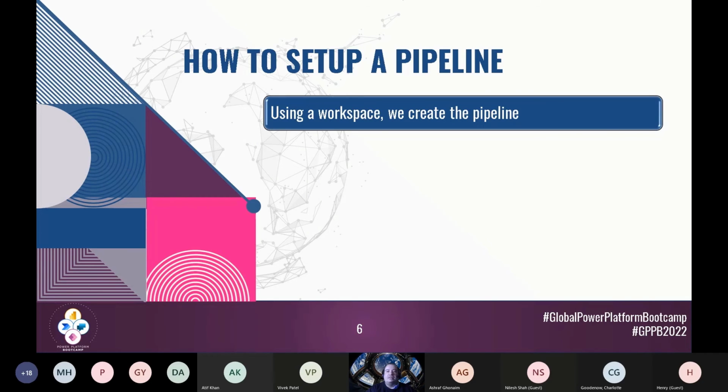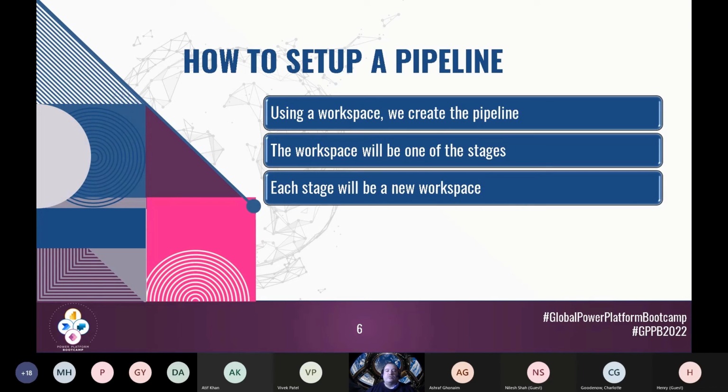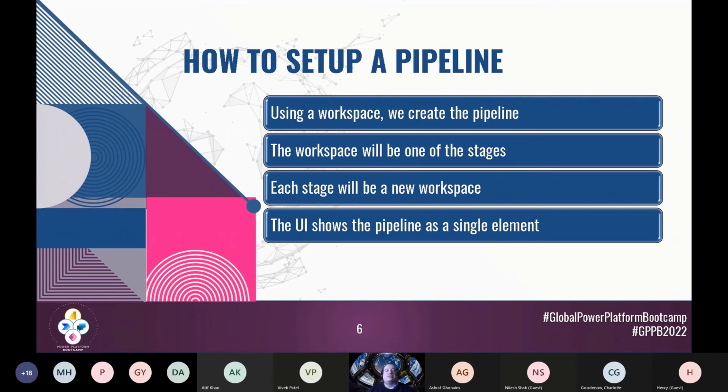Then the pipeline itself will need additional workspaces for the other stages, for the test stage and for the production stage. So the pipeline organizes a set of workspaces, and each workspace becomes one stage on the deployment pipeline. The workspace will be one of the stages, and each stage will be a new workspace, as I was just explaining. And the UI shows the pipeline as a single element.